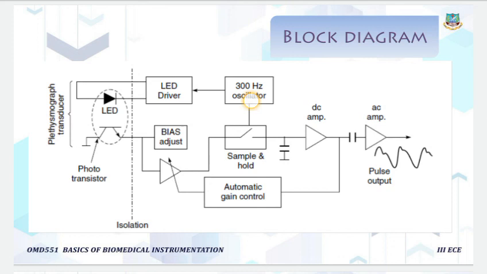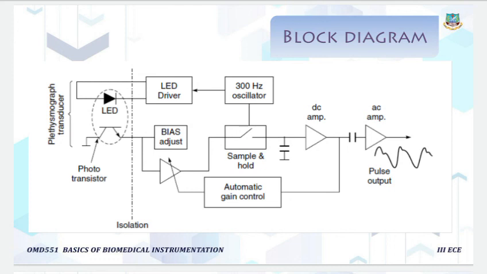The finger probe is attached to the patient. In the transmittance method or reflectance method, we are using a light. This light is a 300 Hz, 50 microsecond infrared light pulse to the finger probe attached to the patient. And this is the phototransistor that we are using. It picks up the attenuated light.